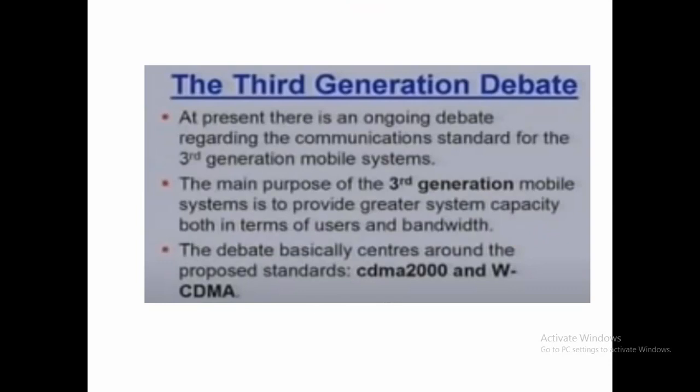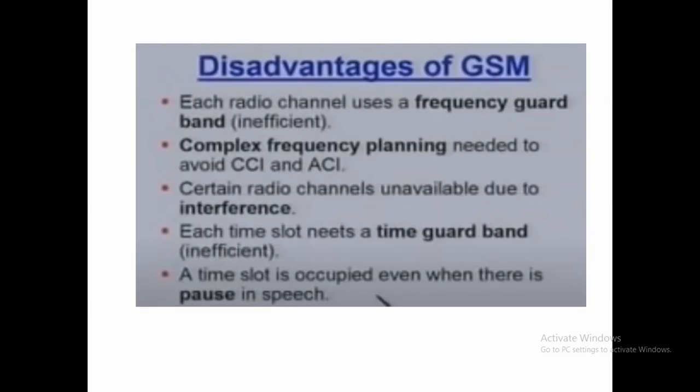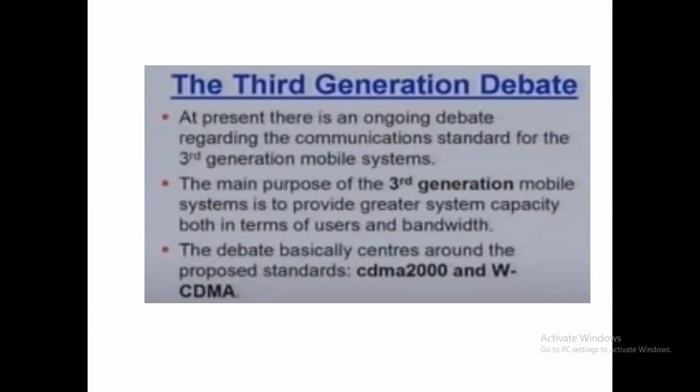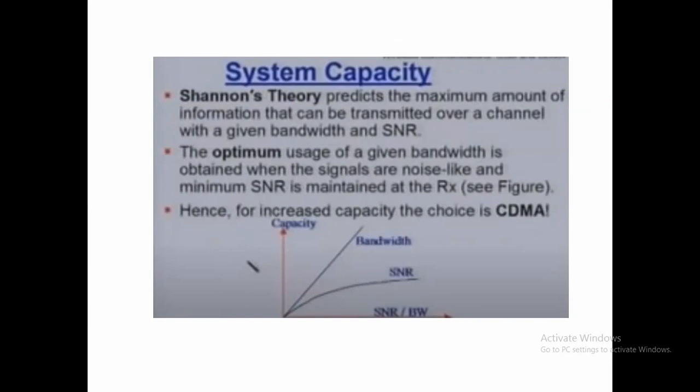And then again, since it uses a combination of FDMA and TDMA, we have to give some time slots as time guards. So every time slot has to have a guard band before and after, so that you don't spill over into the next adjacent time slot. This is again inefficient. The time slot is occupied even when there is a pause in the speech. When we talk about the CDMA standards, we will see how the pauses of the speech are used to send data for somebody else.